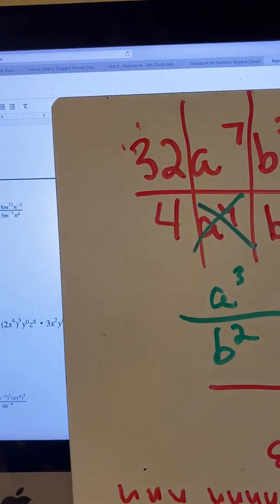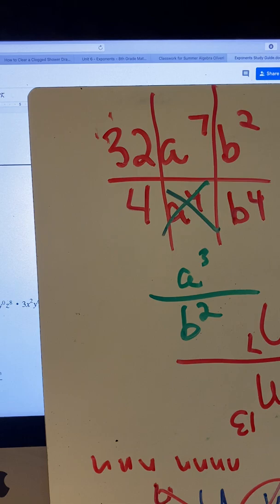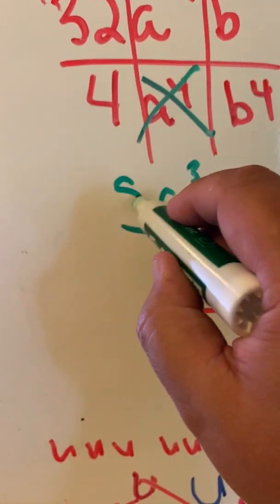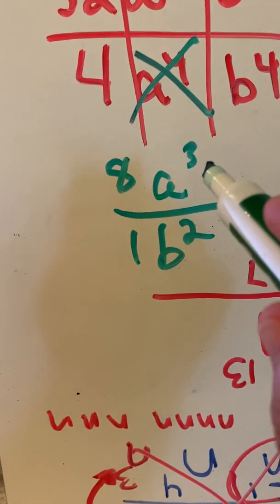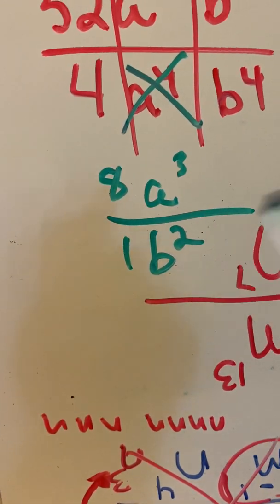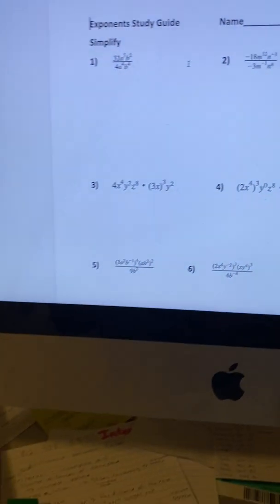Now let's reduce 32 over 4. That's another nice, easy one to reduce. 32 is divisible by 4. It is 8 over 1. So your answer should be 8a to the third over b to the second. Okay, so far so good.